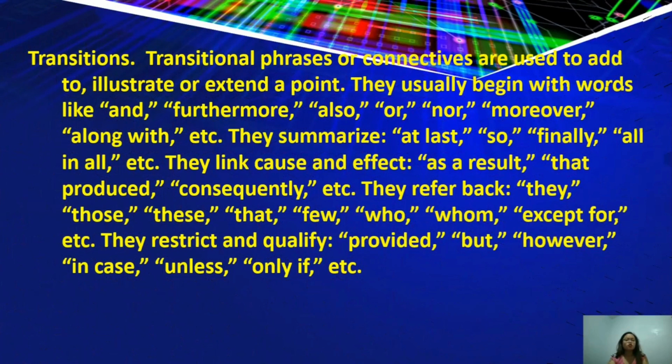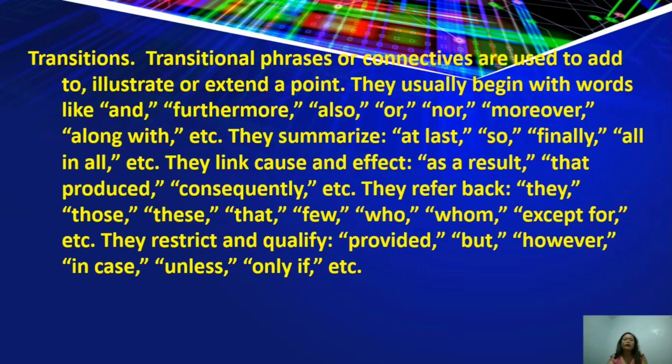Next, transitions. Transitional phrases or connectives are used to add, to illustrate, or extend a point. They usually begin with words like and, furthermore, also, or, nor, moreover, along with, and etc. So transitions are simply the different conjunctions which connect sentences or connect phrases to make a sentence. They summarize: at last, finally, all in all, etc.